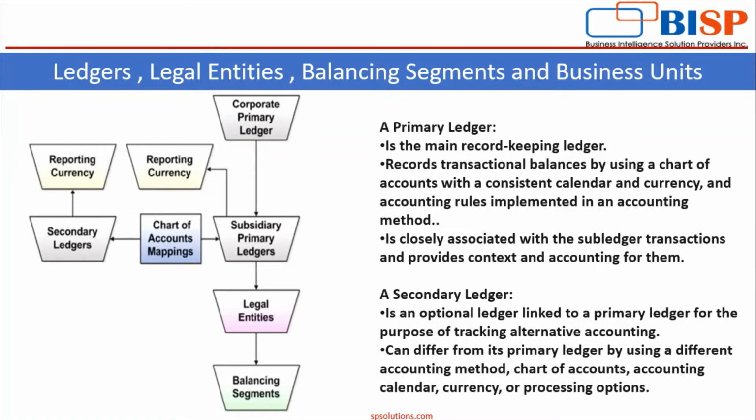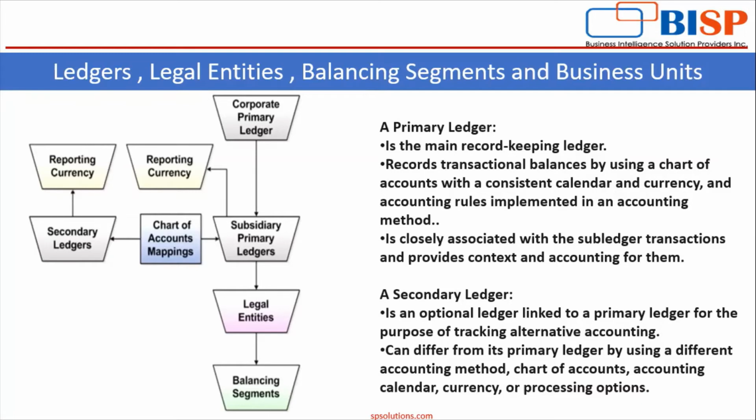A primary ledger. Primary ledger is the main record keeping ledger. It records transactional balances by using a chart of accounts with a consistent calendar and currency and accounting rules implemented in an accounting method. It is closely associated with the subledger transactions and provides context and accounting for them.